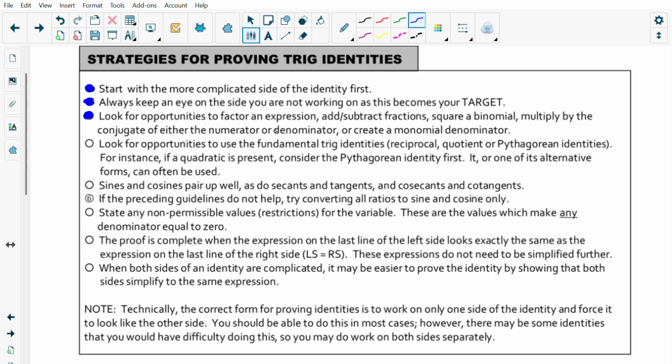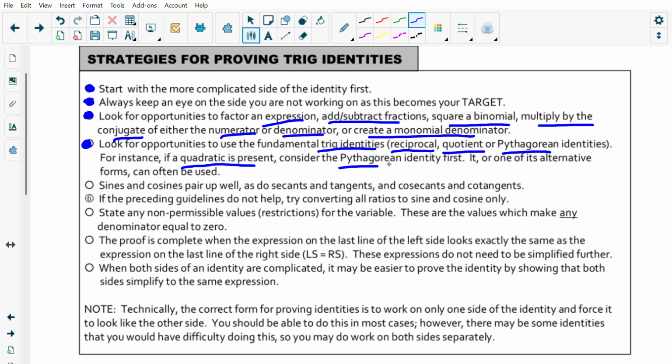Look for opportunities to factor an expression, add or subtract fractions, square a binomial, multiply by the conjugate of either numerator or denominator, or create a monomial denominator. Look for opportunities to use the fundamental trig identities. That's the whole point we're here. Reciprocal, quotient, Pythagorean. For instance, if a quadratic is present, consider the Pythagorean identity because you have that degree 2 term.